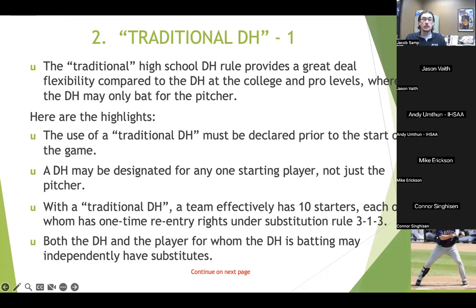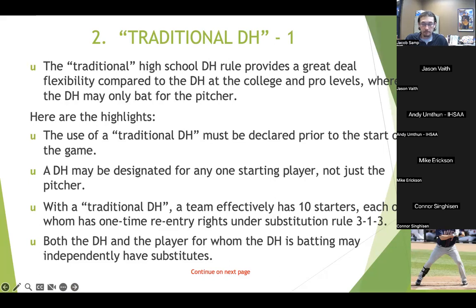And in high school, unlike with official baseball rules, and this is why most tournaments, even if you're using official baseball rules, will still utilize the NFHS designated hitter rule, it's not just the pitcher. In OBR, it's restricted to the pitcher, but in high school, it's any player. So there are coaches that are notorious for designating a hitter for their left fielder.